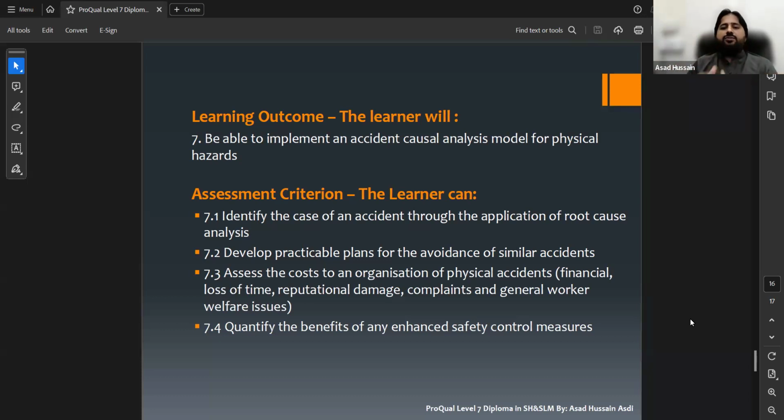So any communication with your top management regarding the enhanced safety control measures or their implementation, evidence will be enough for this 7.4 assessment criteria.